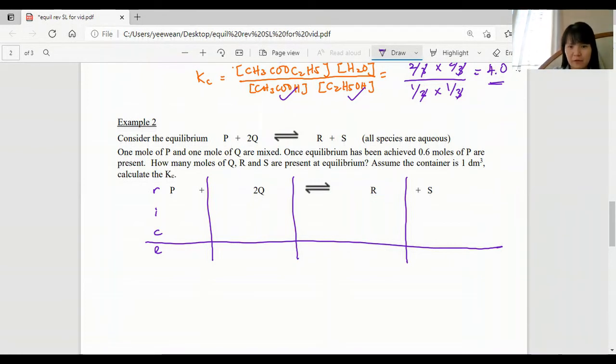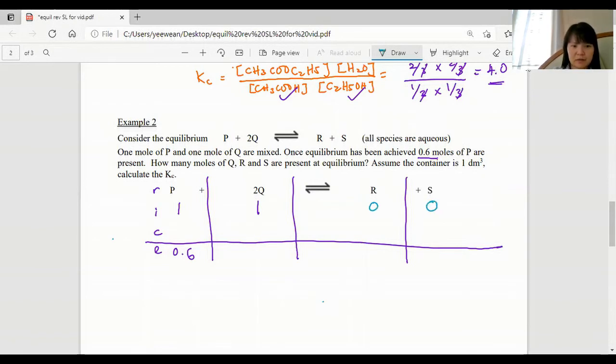Let's pick up what we have from the question. 1 mole of P and 1 mole of Q are mixed. Once equilibrium has been achieved, 0.6 moles of P are present. How many moles of Q, R, S are present? If the container is 1 dm cube, calculate the Kc as well. Let's fill in the rest of the values that are not from the question. So there's no R, no S at the beginning.